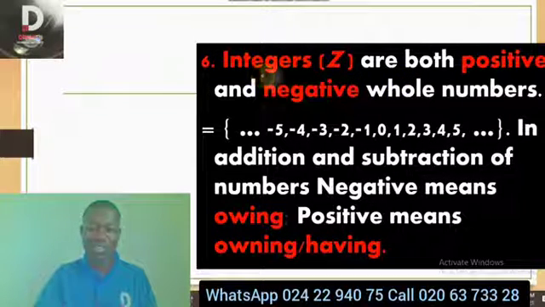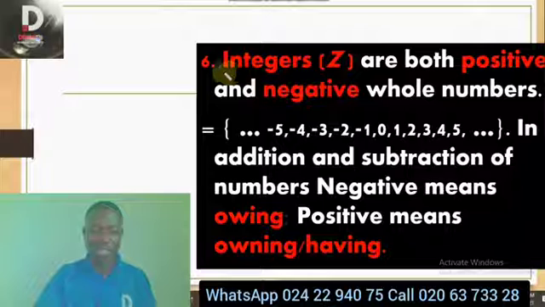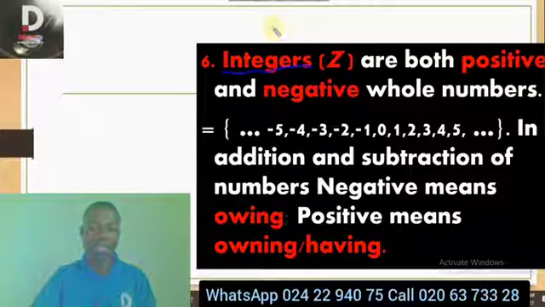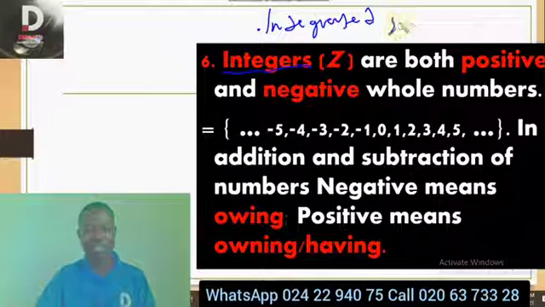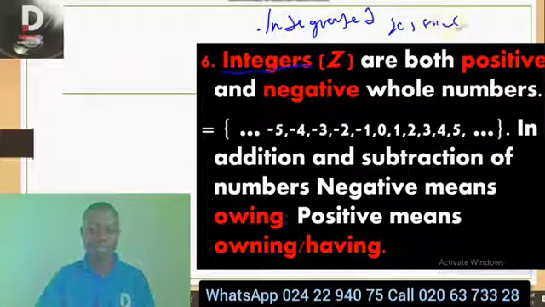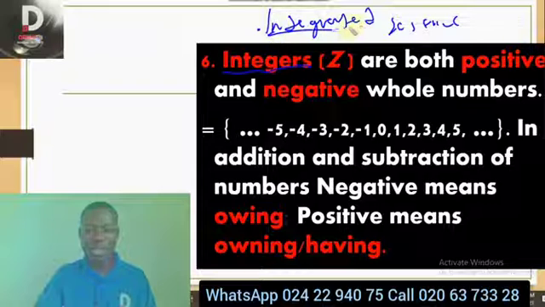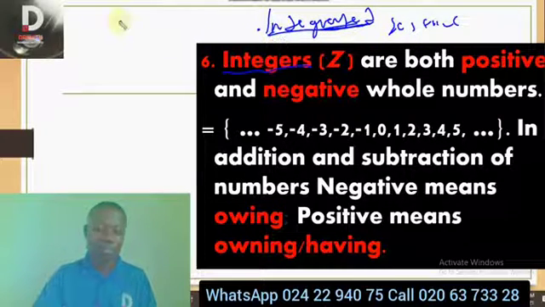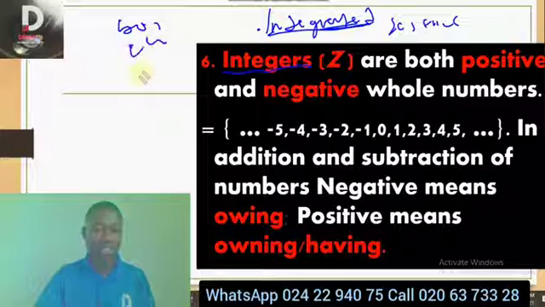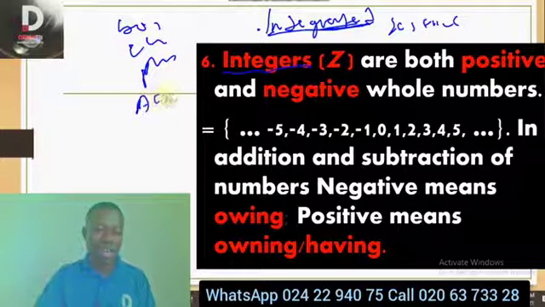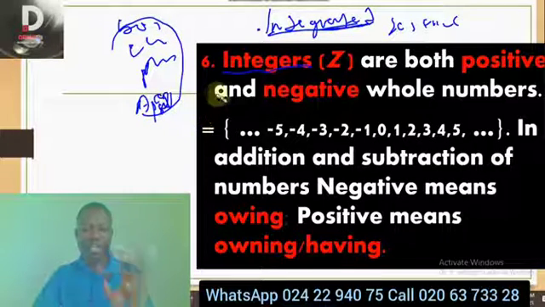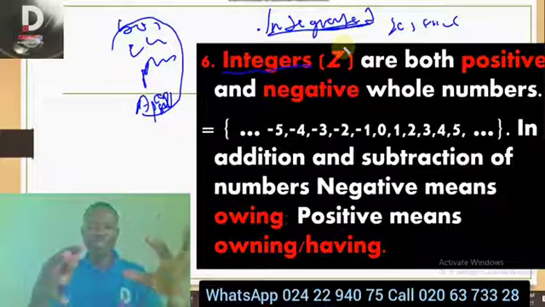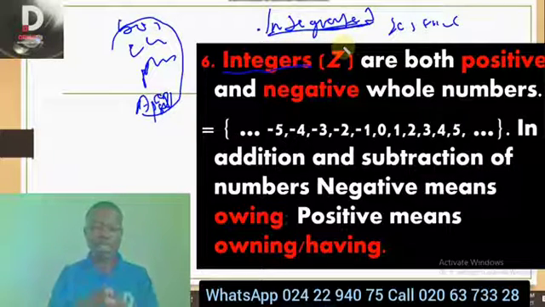Integers. What are integers? It comes from the word integrate. Why do we have integrated science? Why do we call it integrated science, that course subject? That means putting together biology, chemistry, physics, agric science, and sometimes ICT. Good. So the integration of these subjects has come together to form integrated science.